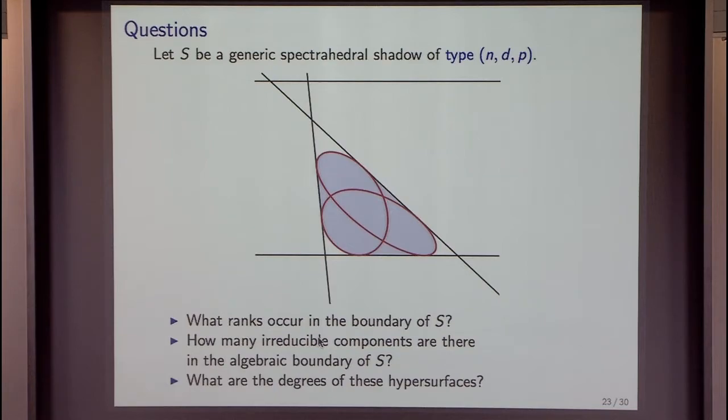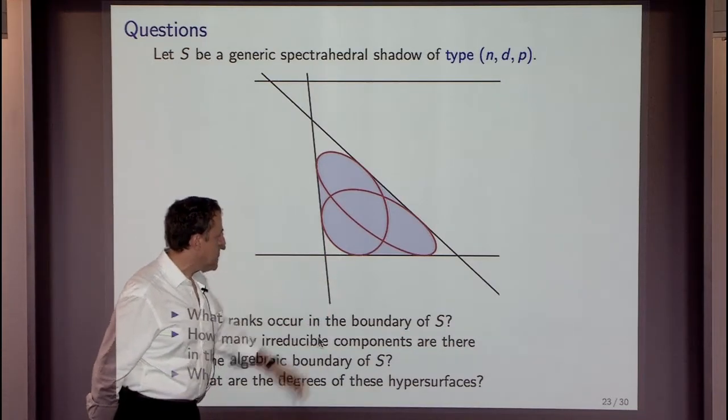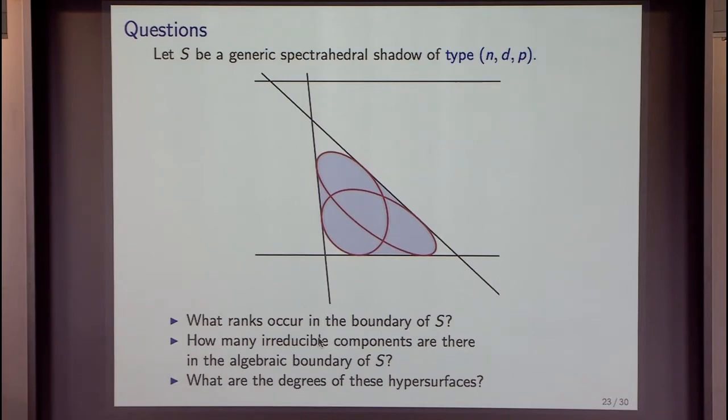The three questions I like to address and answer are: what ranks do you see in the boundary? The upstairs matrices are n by n matrices of some rank, so what are the possible ranks that you see in the boundary? How many irreducible components are there in the boundary hypersurface, and what are the degrees of those hypersurfaces? Those are the questions I would like to answer.